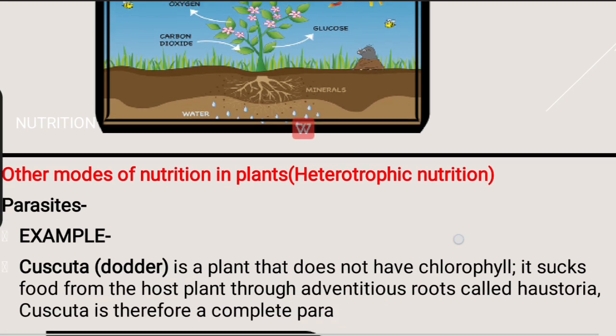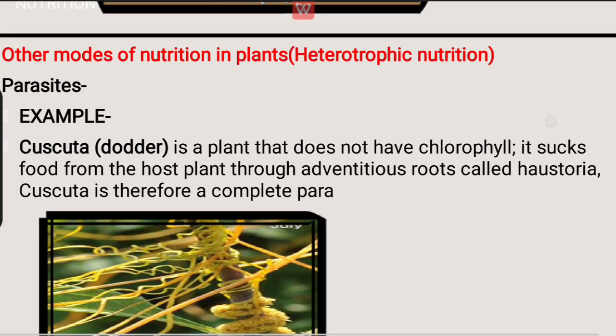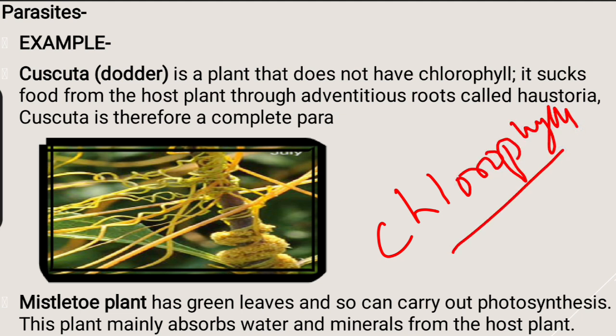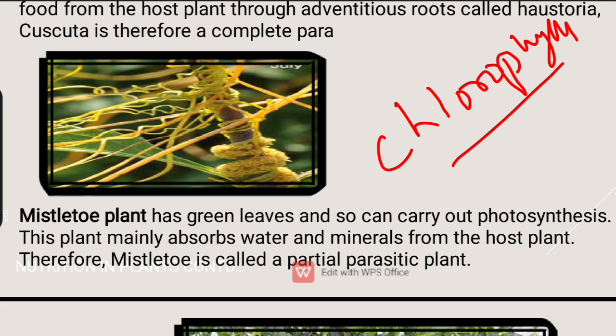Okay, now another mode of nutrition in plants, that is heterotrophic nutrition or the parasitic mode. Cuscuta is a parasitic plant and it does not have chlorophyll. It sucks food from the host plant. Cuscuta sucks food from other plants. It depends on other plants for its food.